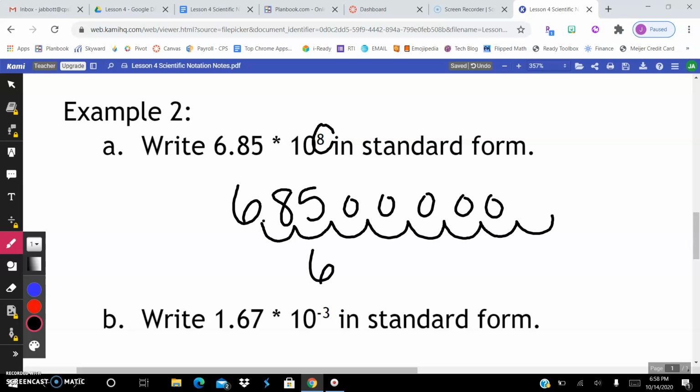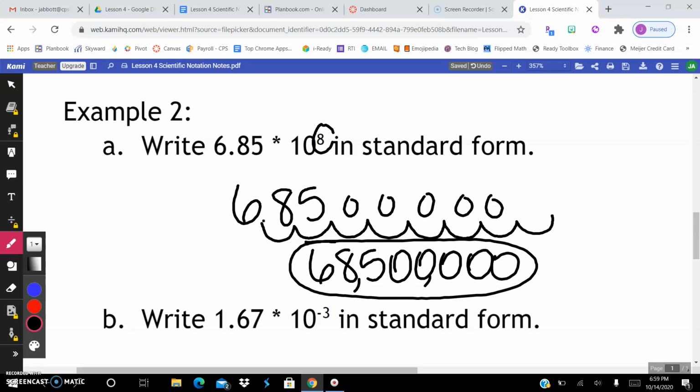So if I rewrite that, I have 5 zeros. And then we can add our commas in there. So 685,000,000 would be our answer for that in standard form. So standard form is just regular, write it as a regular number.